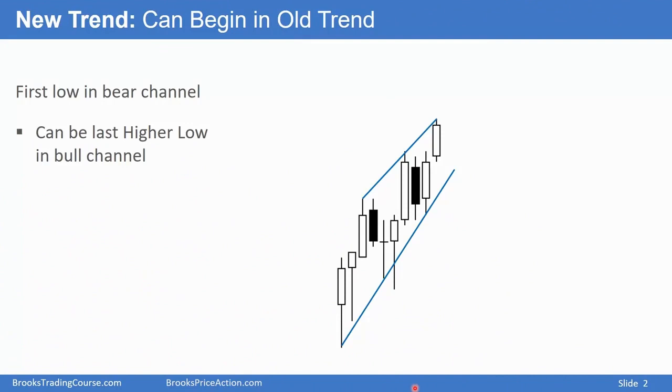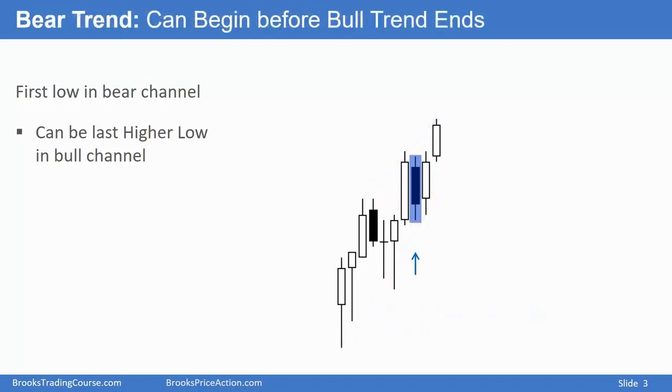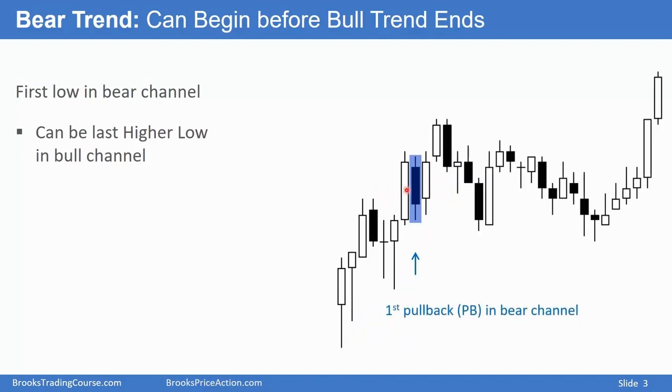I want to make an important point here, and it's, I think, something that traders often overlook. Traders think that a bull trend like this can suddenly become a bear trend. There's actually a transition that takes place, and very often the bear trend starts before the bull trend has ended. For example, we have a pullback, we have another pullback. It's forming a higher low inside a bull channel. However, the last higher low in a bull channel can in fact be the start of the bear trend.